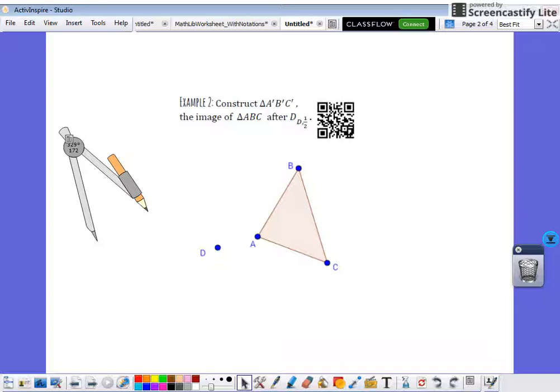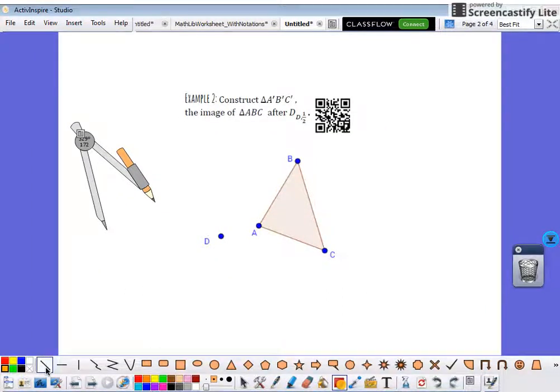This time we need a dilation with a scale factor of 1/2. So we're going to take B, and since it's 1/2, we're shrinking it, we're bringing it closer to that center of dilation. The center of dilation is not on the figure in this case, but we're going to do a similar process. Put your straight edge on the center of dilation, and draw a segment to each of the points that you want to dilate.